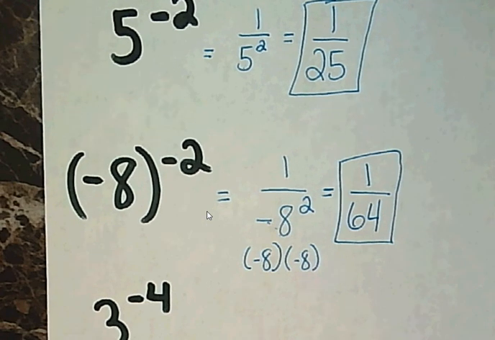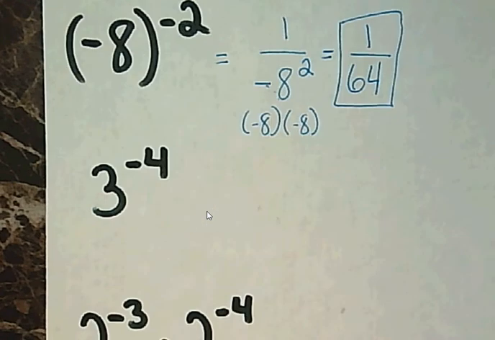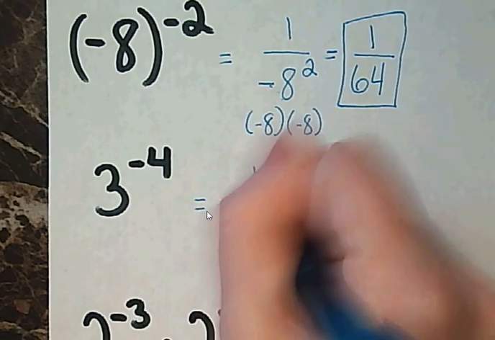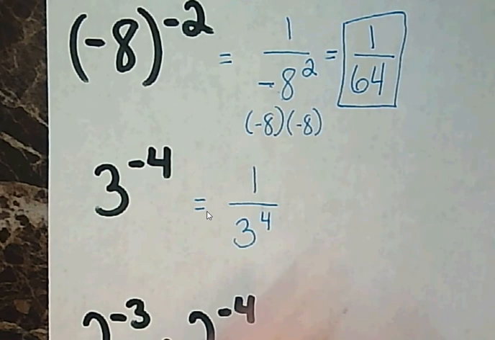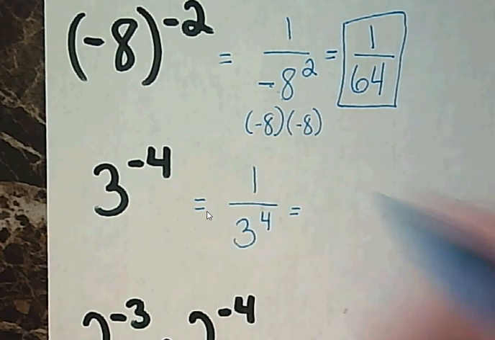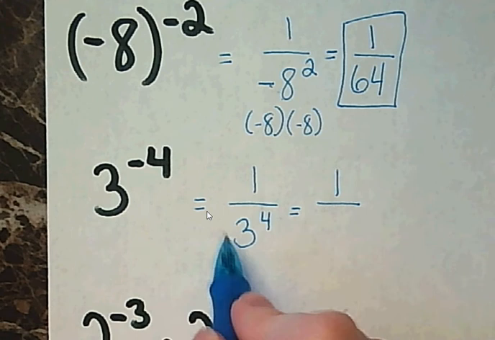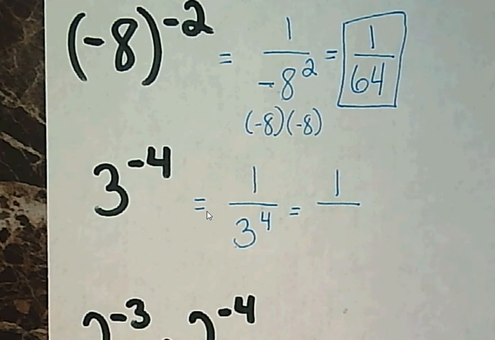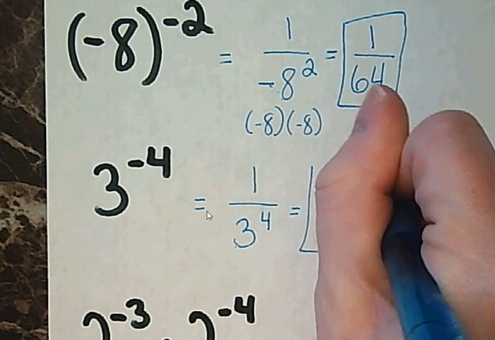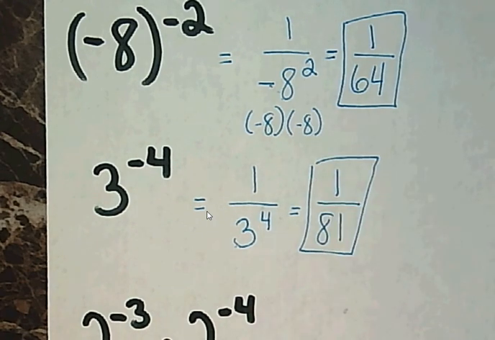Okay, let's take a look at another one. Here we have 3 to the negative 4. So once again, it becomes a denominator and that negative goes away. So we want to solve it to its lowest form. So we have 1 and we have 3 to the 4th power, which was 3 times 3 times 3 times 3, which is 81. Okay, so we have 1 over 81.